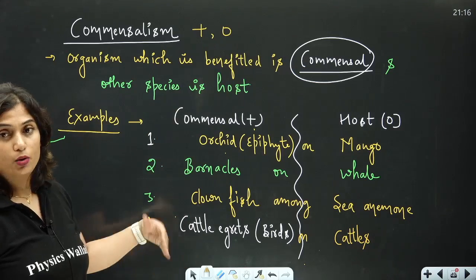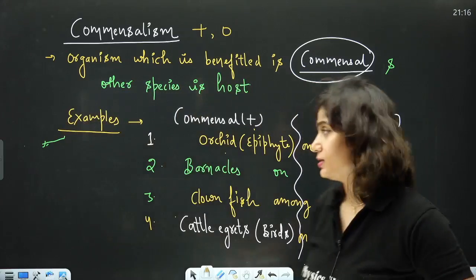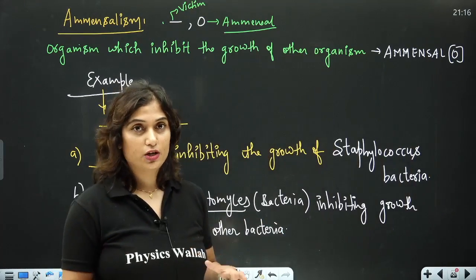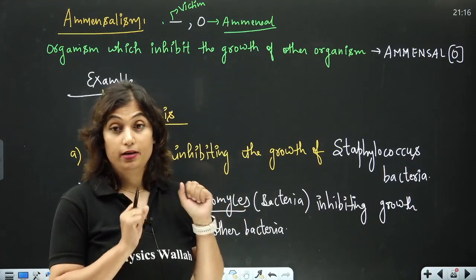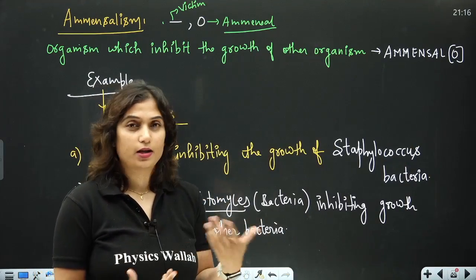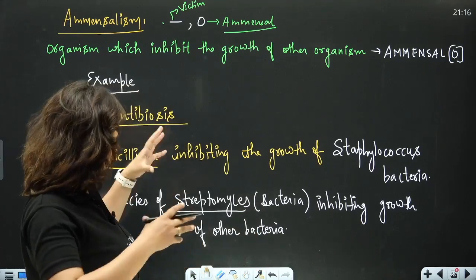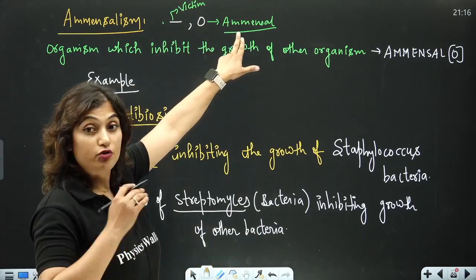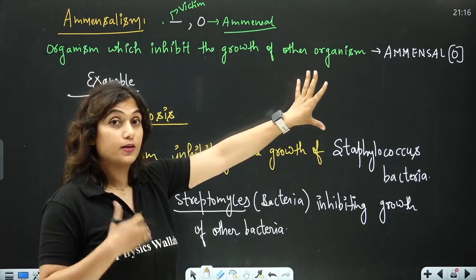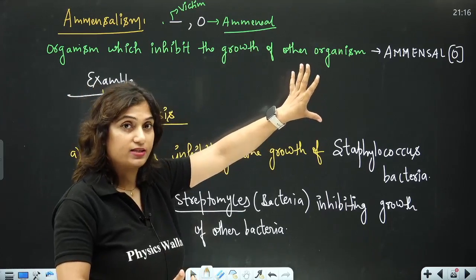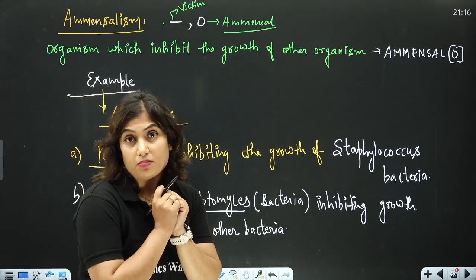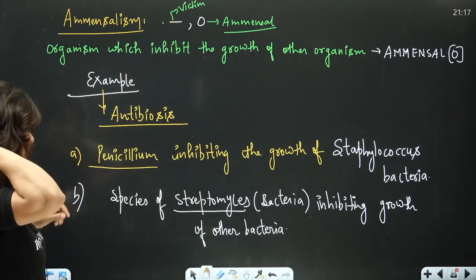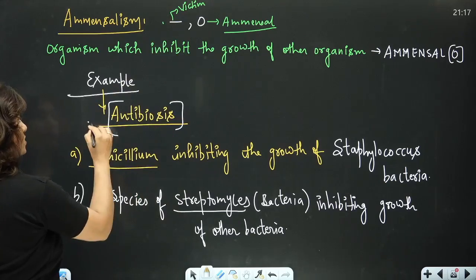The example will come and it will ask what kind of association this is. Then comes amensalism. Amensalism is a -0 relationship where one organism is getting harmed and the other organism is neither harmed nor benefited. So the organism which is getting harmed is the victim, and the organism which is causing the harm is the amensal. The organism which is the victim is on the minus side.